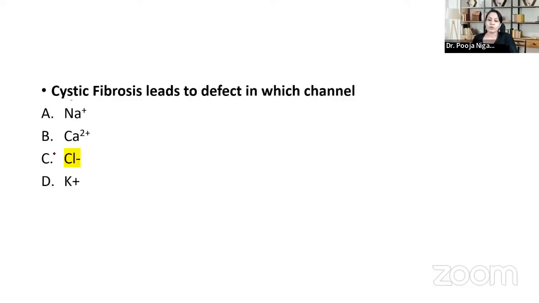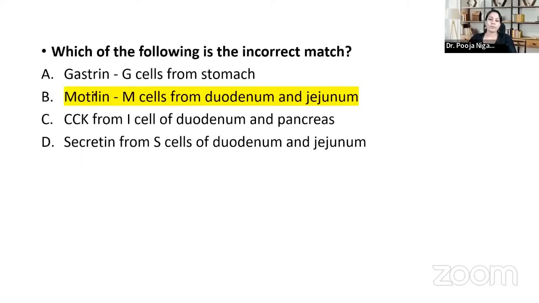Then moving on to cystic fibrosis, everybody knows, we learned that from first year, that it is the CFTR gene, which is going to affect the chloride. Chloride is not moving out, so water is also not moving out. So all these mucus are going to be very, very thick mucus. Let's move on to the next one.